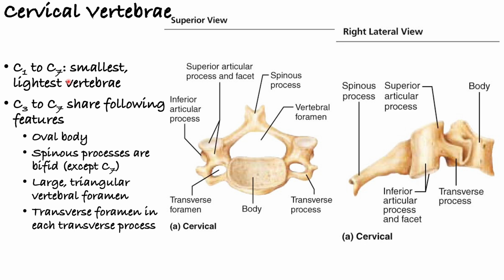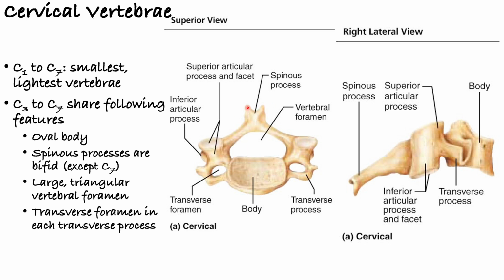So the cervical vertebrae, C1 to C7, are the smallest, lightest vertebrae. C1 and C2 are very unique, but we'll discuss that in a bit. But C3 to C7 have these features. They have the oval body, the body that carries the weight. They have a bifid spinous process, except C7. What does that mean? The spinous process splits into 2.